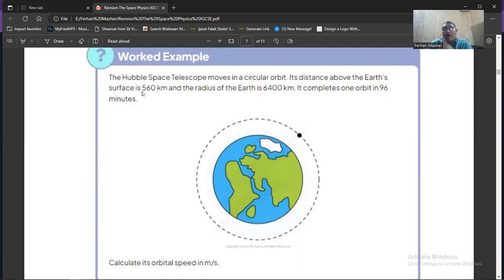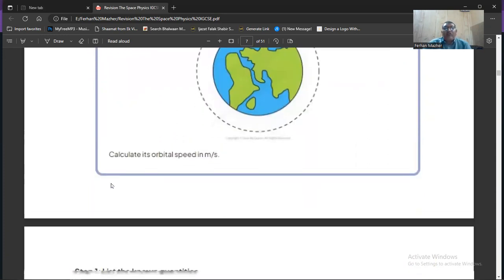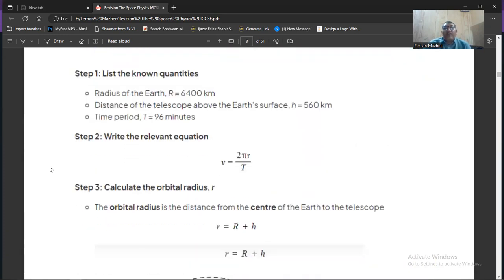You see the total distance from the radius of the orbit will be 560 plus 6,400 kilometers. So the radius will be the sum of these two. The time is 96 minutes. We will use this time in seconds. And we want to find out the orbital speed. The orbital speed formula is 2 pi r divided by t.